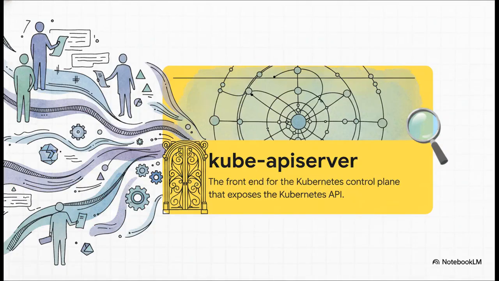So how does anything talk to the cluster? I mean, how do you talk to it? Well, there's only one way in, through the Kube API server. It's the bouncer, the receptionist, the single front door for everything. Every single request, from you or from another part of the system, has to go through it to get validated and processed. It's the absolute central hub.